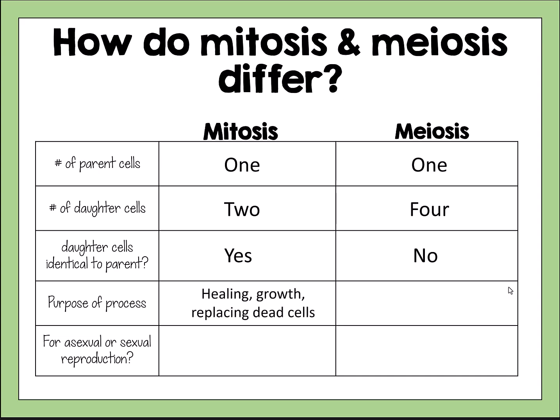The purpose of the process here is different. Mitosis is for healing, growth, and repair, replacing dead cells. Meiosis only has one purpose, and that is for creating gametes or reproductive cells. We call the process of mitosis an asexual reproduction process because it doesn't require 2 individuals, but the meiosis process is ultimately going to involve the combination of that gamete with another individual. So that's a sexual reproductive process.